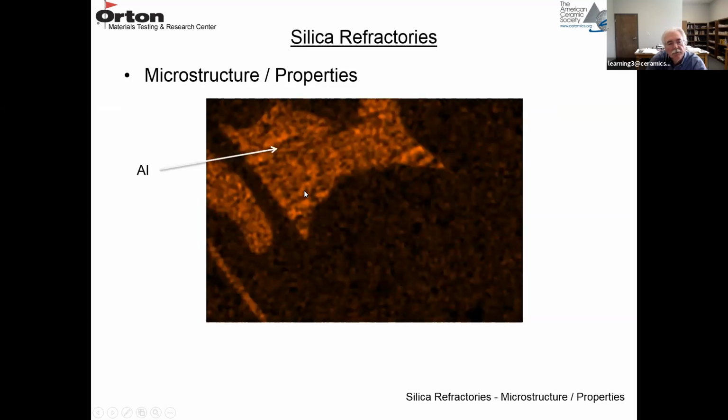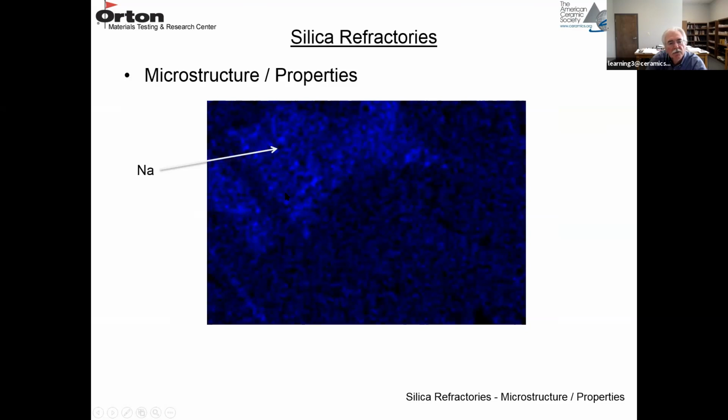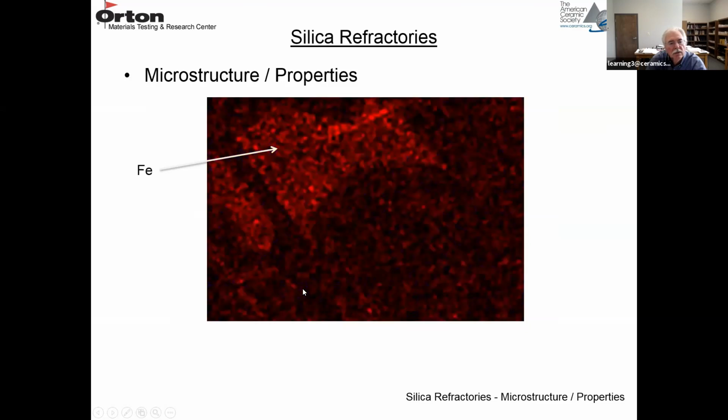Aluminum, that's this orange color here. That's between the wollastonite crystals. And your alkali sodium is also located in the glassy silicate phase. Also, the iron is mostly located, and this one is a red color, so the iron is located in the glassy silicates.